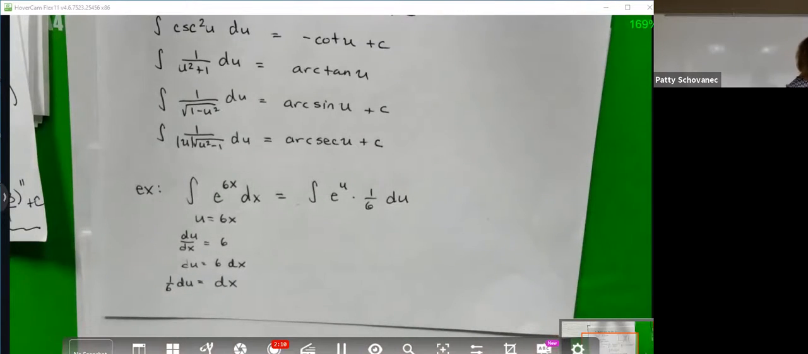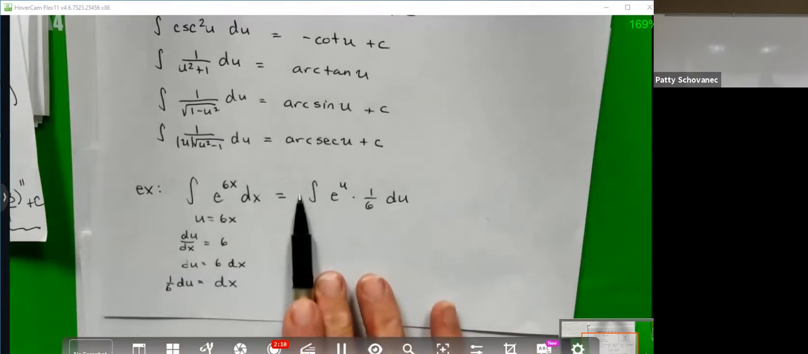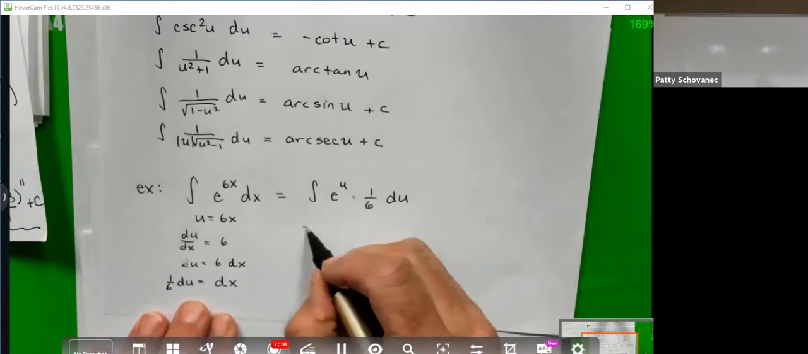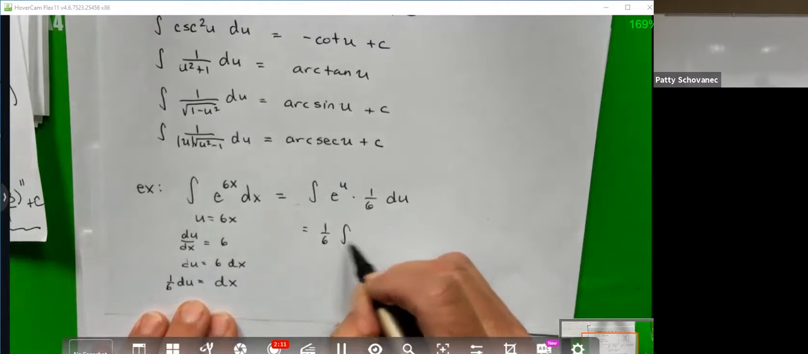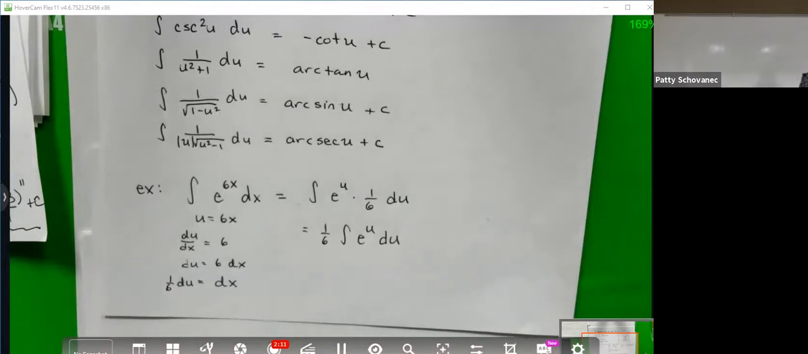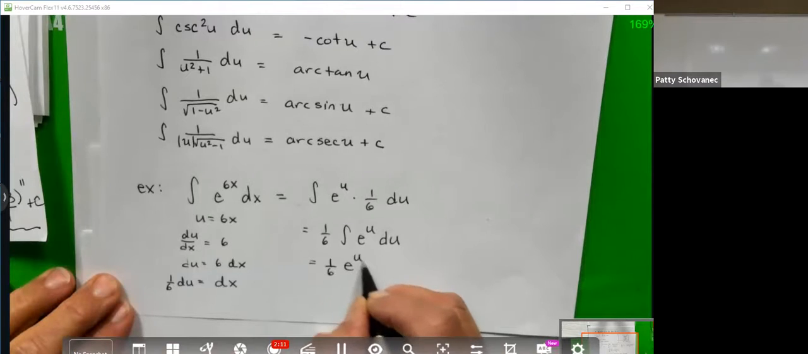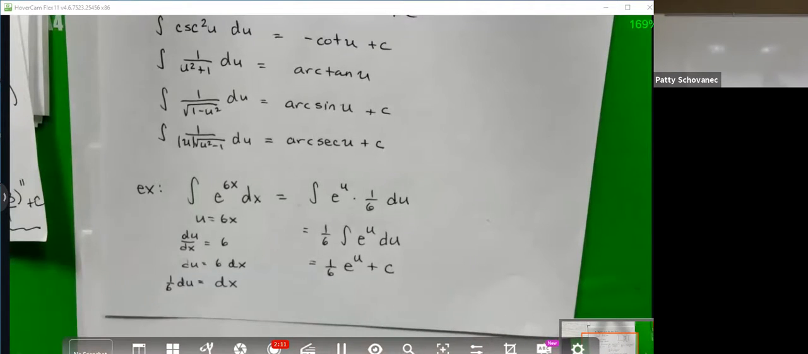So that says I've got the e to the u du integral with this extra constant. As long as it's just a constant, I can pull it out front. Now it's a single variable. The integral of e to the u is e to the u. And so I get 1/6 e to the u plus c.